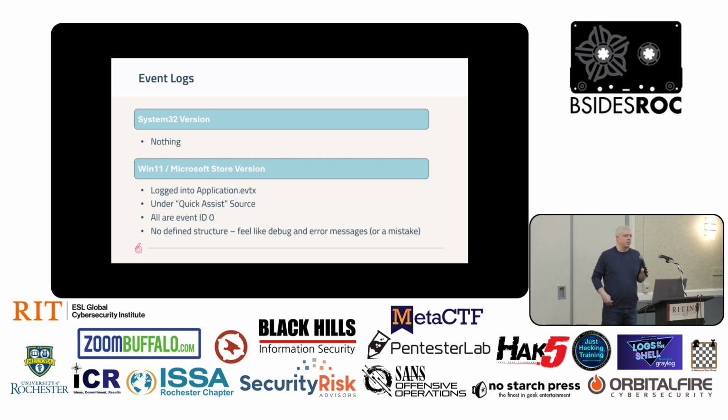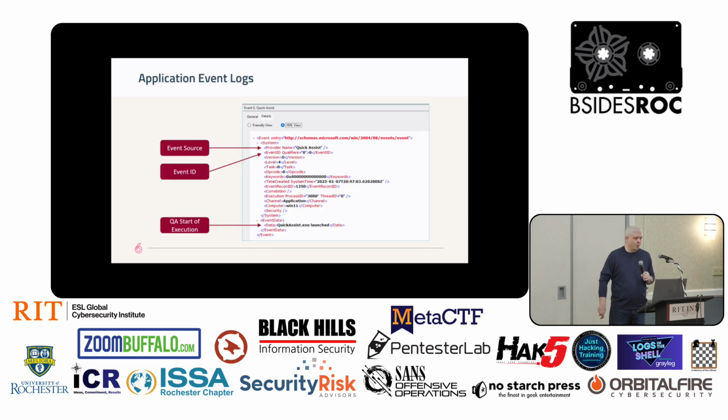To me, this feels like somebody just randomly put in some debug and error messages to troubleshoot things, and that it's a mistake, that it was never meant to do this. So that means it could go away at any time. Hopefully the opposite will happen and they'll get some more defined logs, but given what I've seen about Quick Assist, I kind of doubt that. They probably do not know it's there. This is another reason why I want to crack it open and look at how these are being logged within the binary. But all right, so what do the event logs look like?